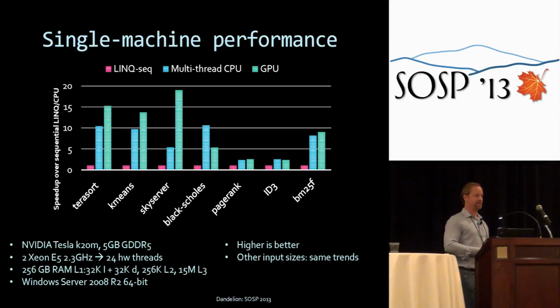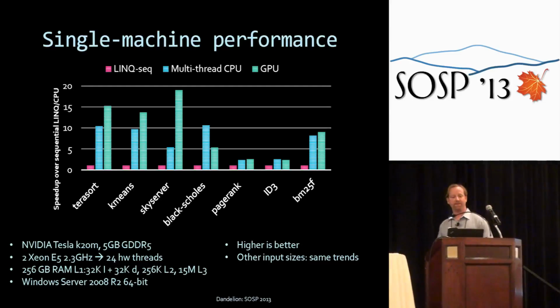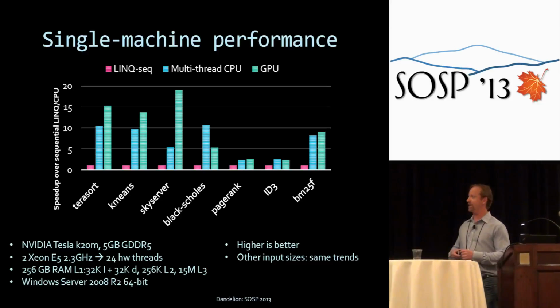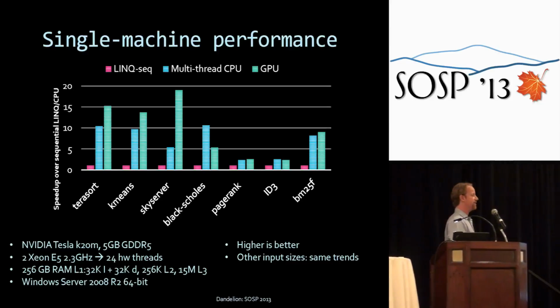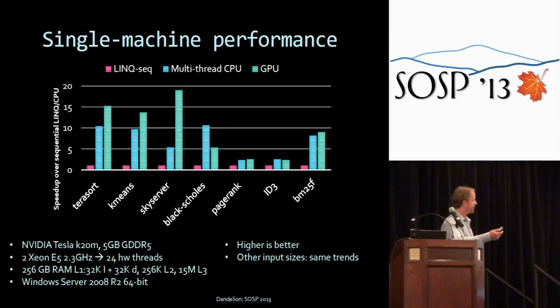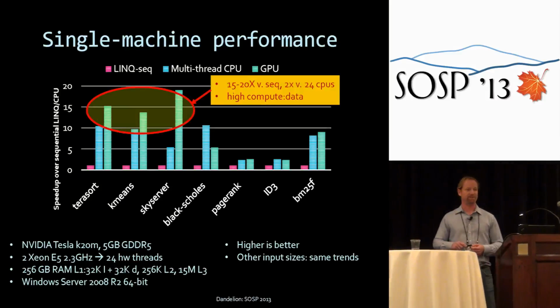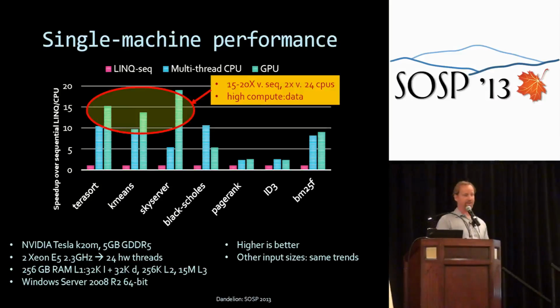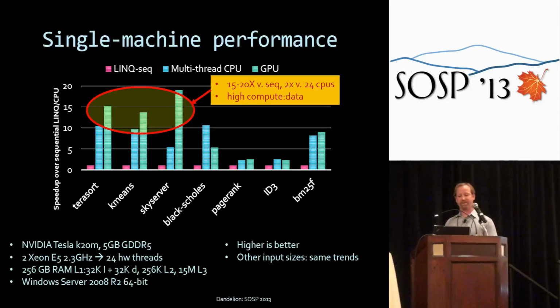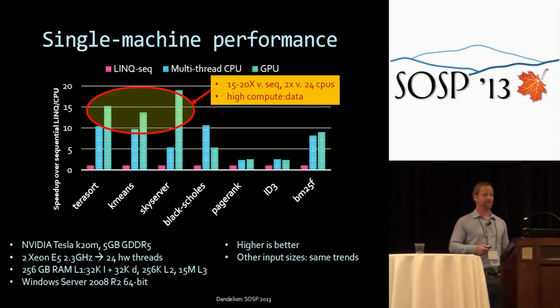And the baseline here is a sequential LINQ implementation. That's the little pink bars. And we're comparing the performance, or the speed-up, of a multi-threaded CPU-only Dandelion with 24 threads and a GPU-only Dandelion. The trends that you should observe here are that in many cases, particularly those that naturally feature a high compute-to-data ratio, we can get very good speed-ups in the range of 15 to 20x, and we're generally about twice as fast as a 24-core implementation.